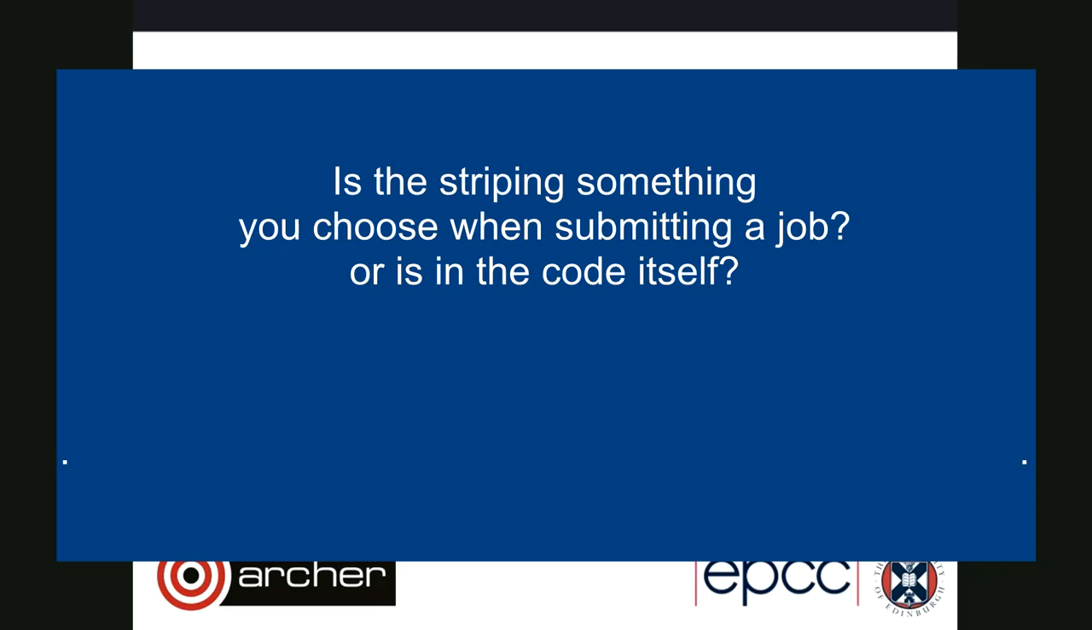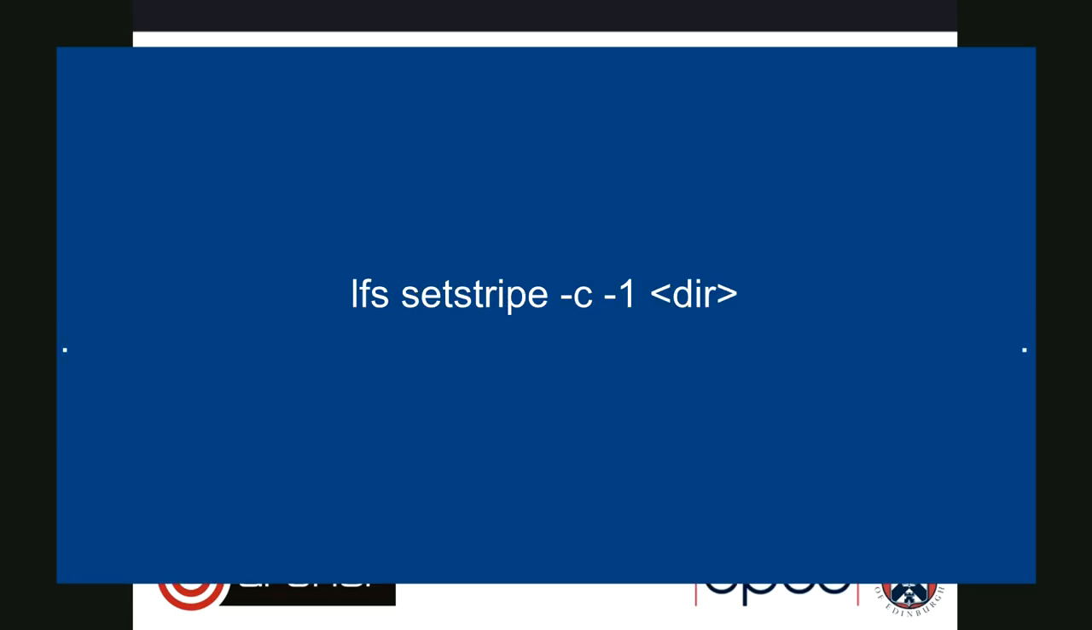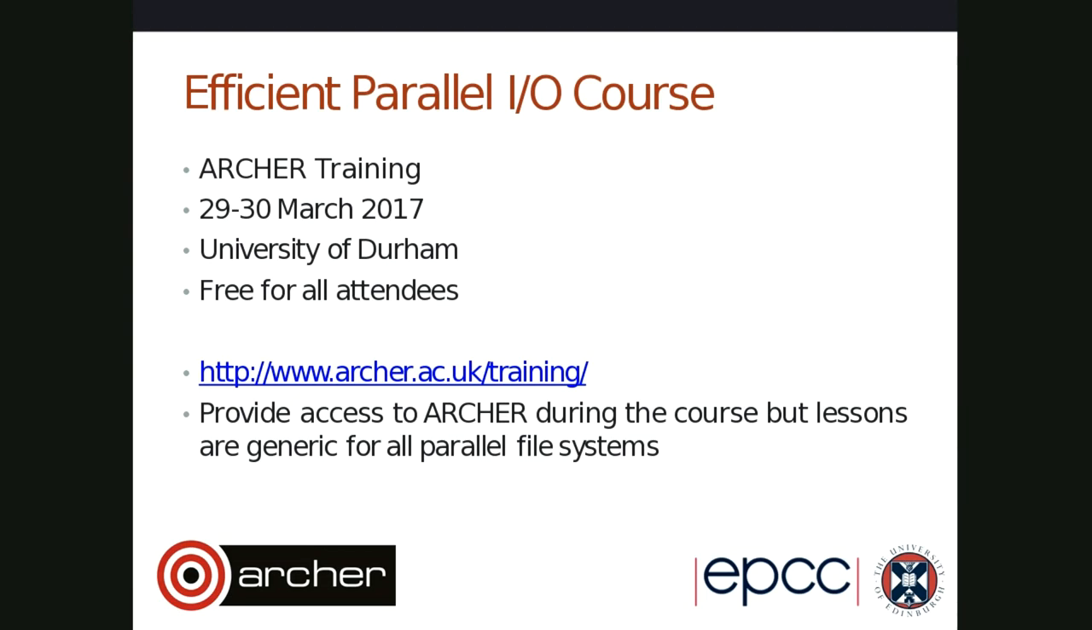There's a question from David asking whether striping is something you choose when submitting a job or is it in the code itself? Actually, it's something you tend to set on a directory. You set up your job, and you could encode this into a job submission script if you wanted, and create the directory where your data is going to be written. Then there's a command, lfs setstripe, which sets the striping on the directory. So if I set -c -1, that would set maximal striping for the named directory.